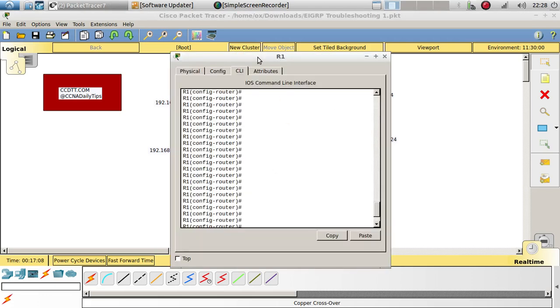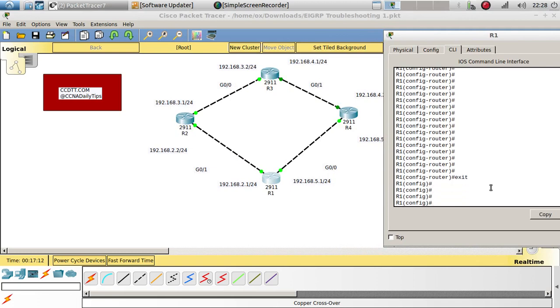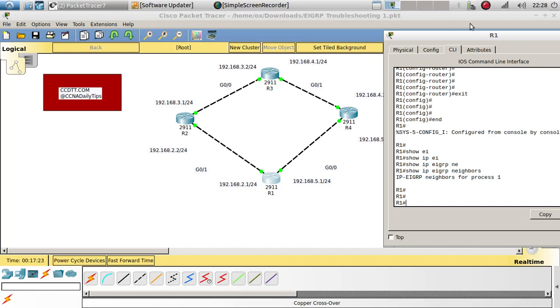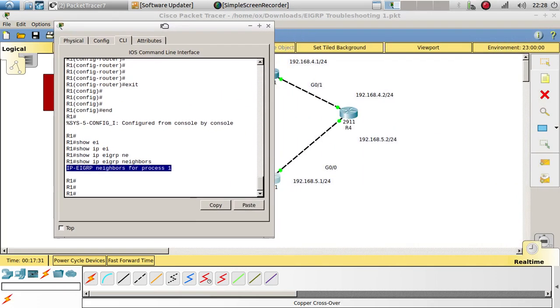So let's go ahead to router 1 first. Let's go ahead and exit. Let's go ahead and end it. I want to see a show IP EIGRP neighbors. As you can see right here, from EIGRP we do not have any neighbor relationship.